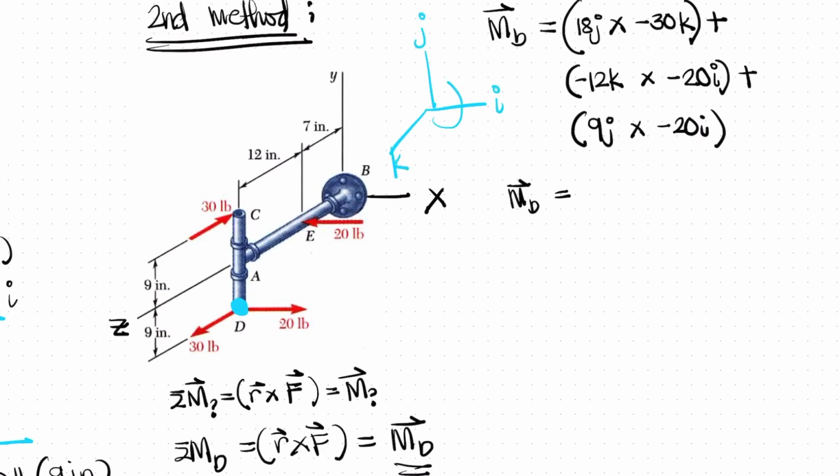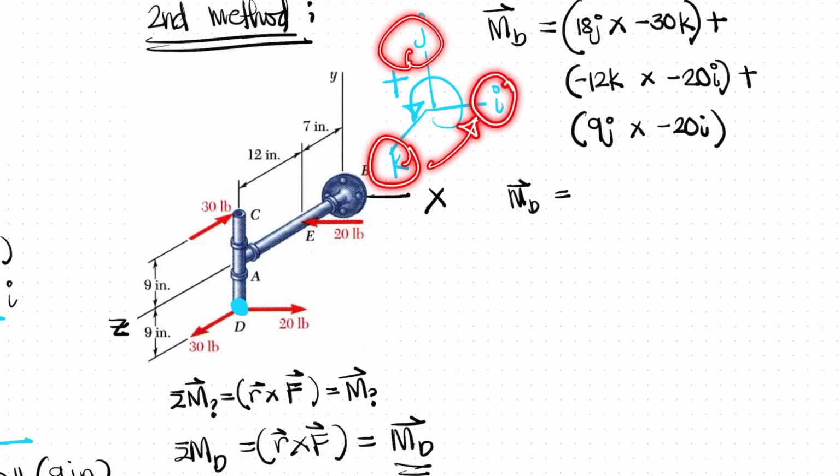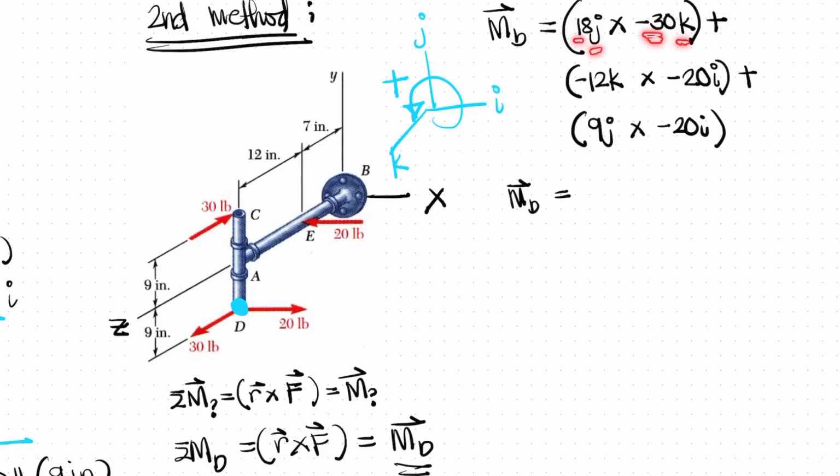IJK. Positive direction, G times K. J times K is positive I. So, 18 times 30 positive I. But it is negative. J times K is positive, but 18 times negative 30 is negative. So, negative 540 I.